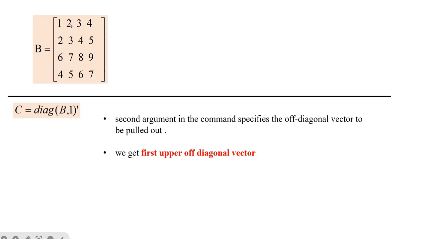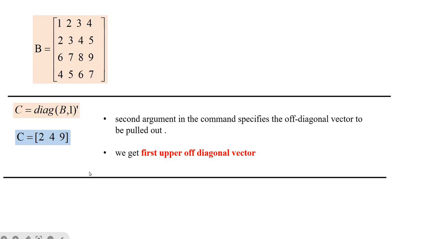Then here we'll get the first upper off-diagonal vector. What is the first upper off-diagonal vector? It is 2 4 9. So here you'll get C is equal to 2 4 9. This will be in the form of a row. Why row? Because I have typed here a single inverted comma, that is nothing but the transpose. If you remove this, it will give the result in the form of a column. Now this was about the first upper off-diagonal.